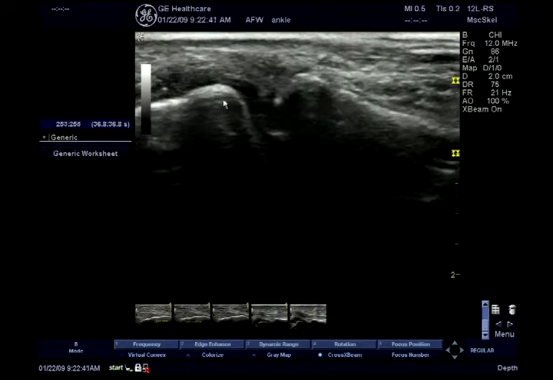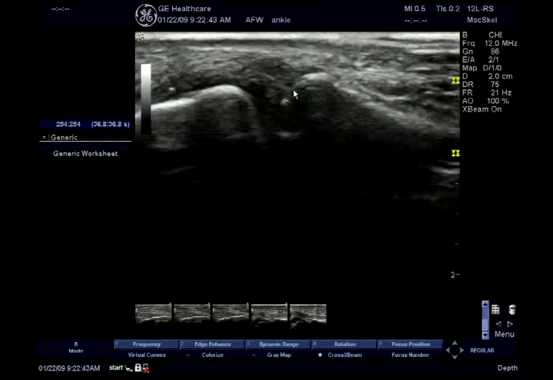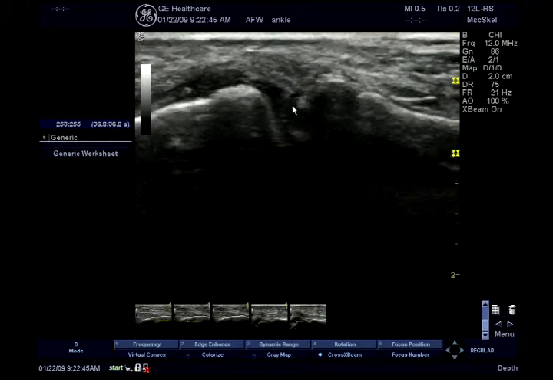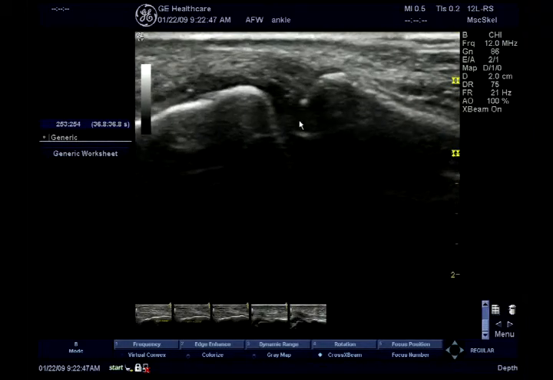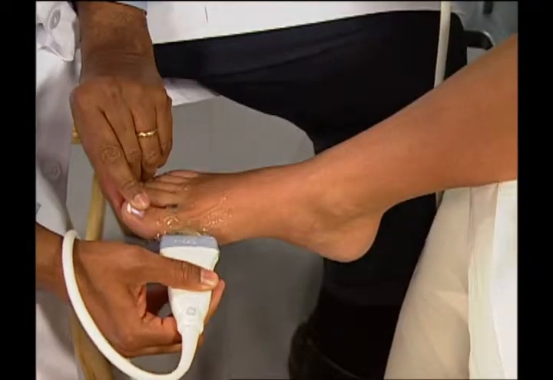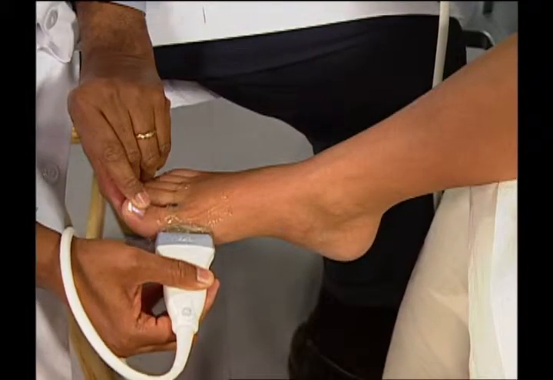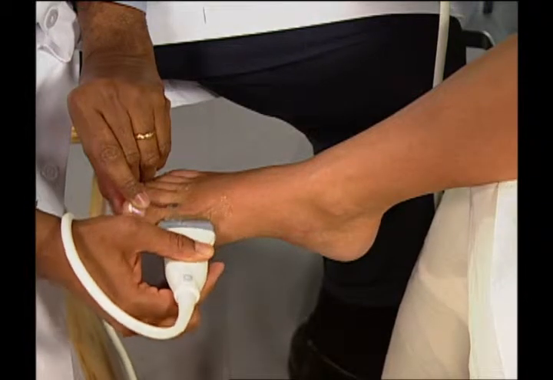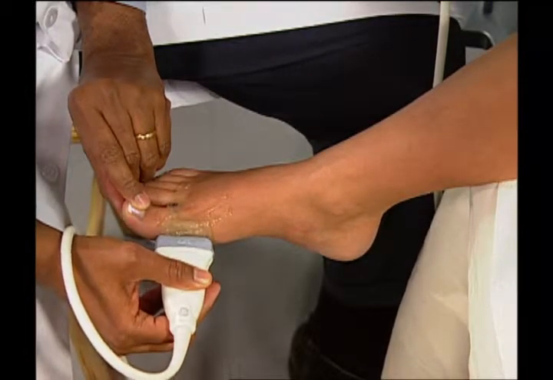To the left of the screen is going to be the metatarsal joint, and to the right is going to be the phalanx. And you can see the articular cartilage in between that. The nice thing about the ultrasound, you can scan almost the entire surface of the joint, going from dorsal to lateral to plantar aspects.